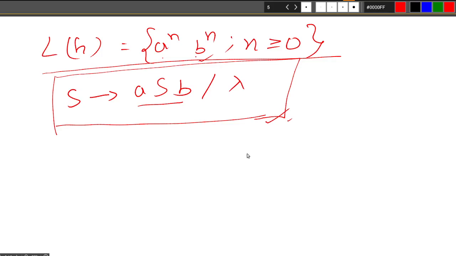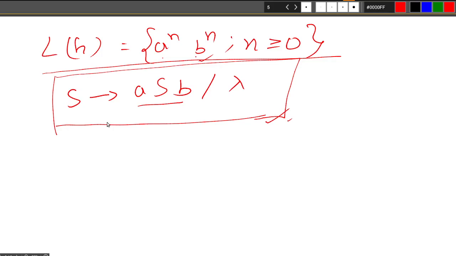So here you have two productions, S gives ASB and S gives lambda. S gives lambda is always allowed, no problem. Other than that, for S gives ASB, on the left hand side the length is 1, on the right hand side the length is 3. So it is also allowed in type 1 grammar.